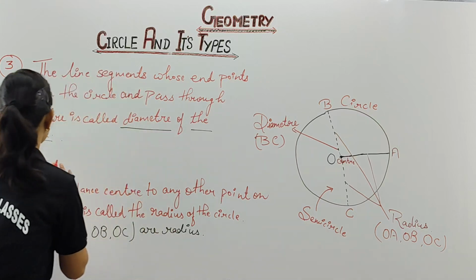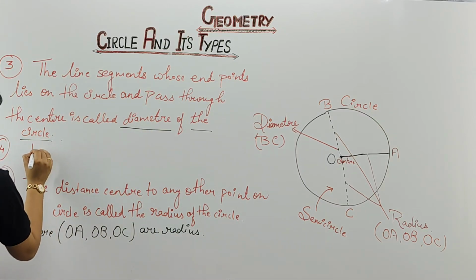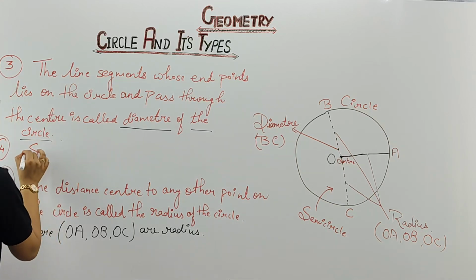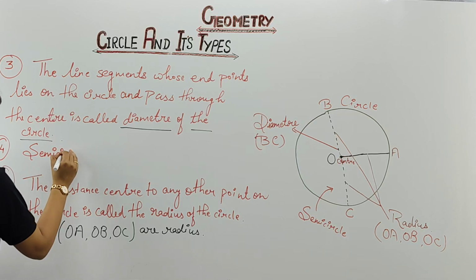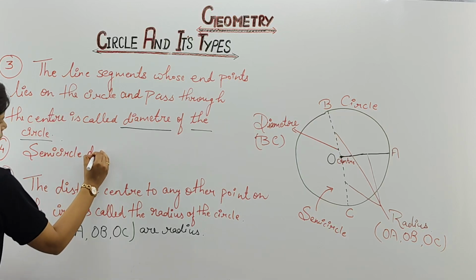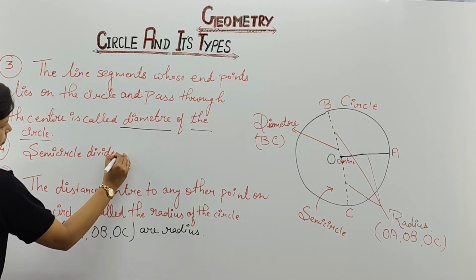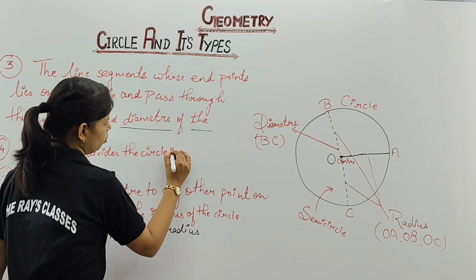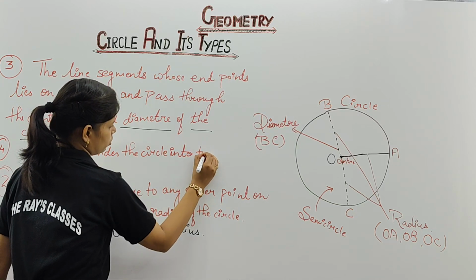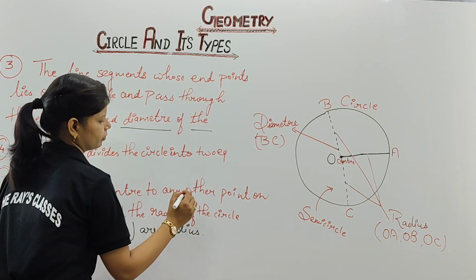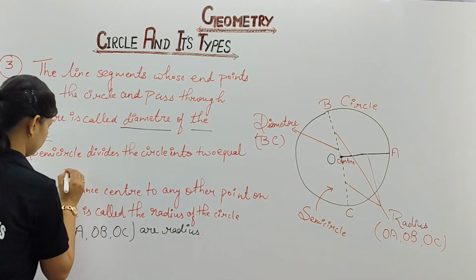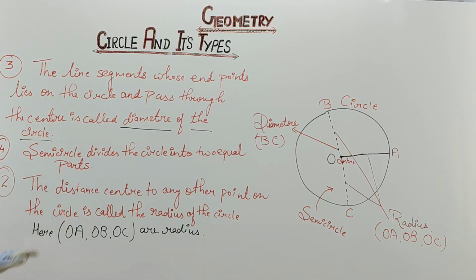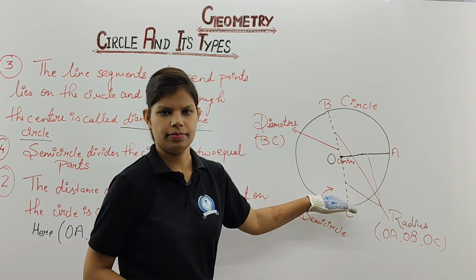Understood? So what is other one? Other is your semicircle. Fourth point of yours is semicircle divides the circle in two equal parts. I hope it is visible to you. Equal parts. Clear? This is your definition of semicircle.